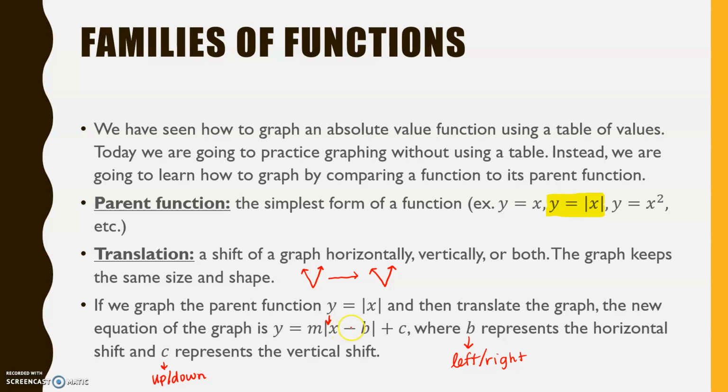And notice that there's a minus sign here. That means that with b, we're always moving it the opposite direction. So if it says -5, we move it right 5. With c, it has a positive, so that means we're keeping the sign. So if it says -5, we're moving it down 5. But we're going to practice this together.